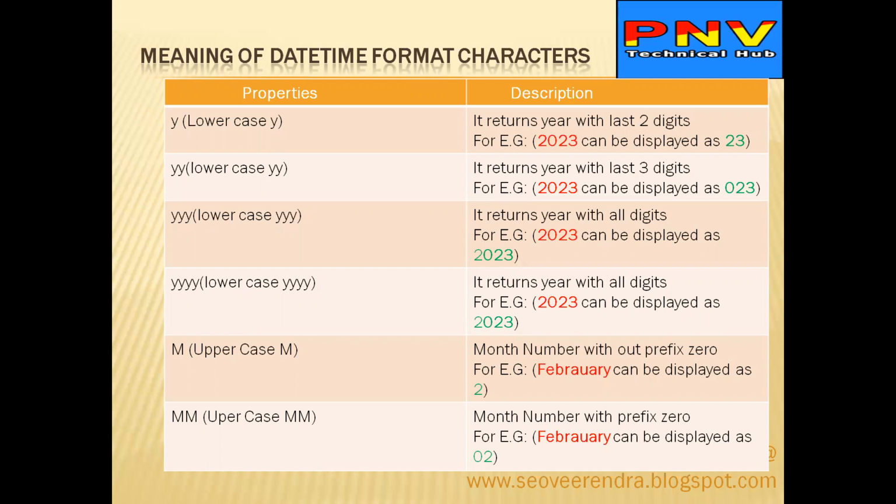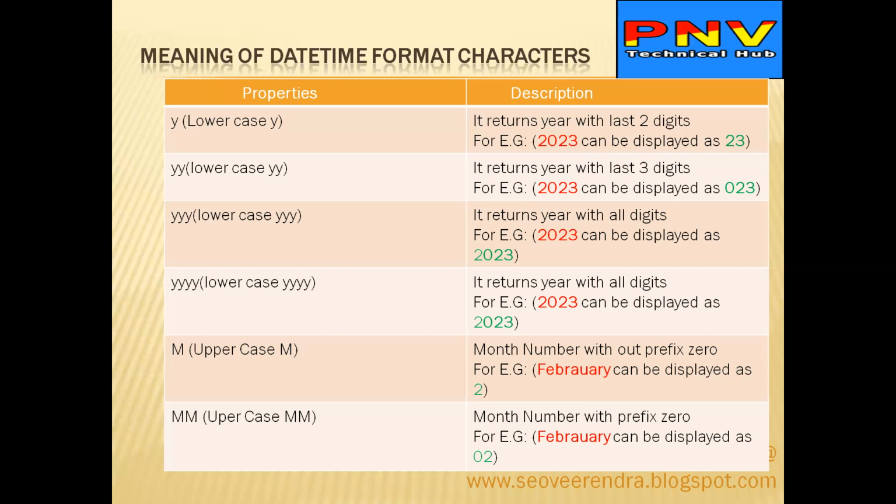With small yy, you get a prefix 0, which means 023 will be displayed. Three y's represent your complete year, and even four y's also represent your complete year. And capital M represents, as I mentioned, the month. If you use a single M, you will get it without a prefix, so you will get just 1.